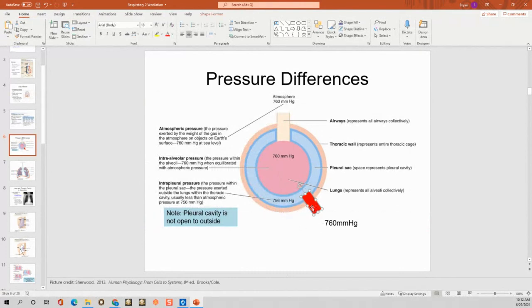Pneumothorax from the outside. Now, let's think about it the other way. What if there is a hole that occurs between your alveoli and that intrapleural cavity? Is it going to be any different? Still got 760 on the inside. We still have things going from high to low. Therefore, the 760 inside of the lungs is going to move to that intrapleural cavity. We lose the vacuum and the lung collapses. Does that make sense?